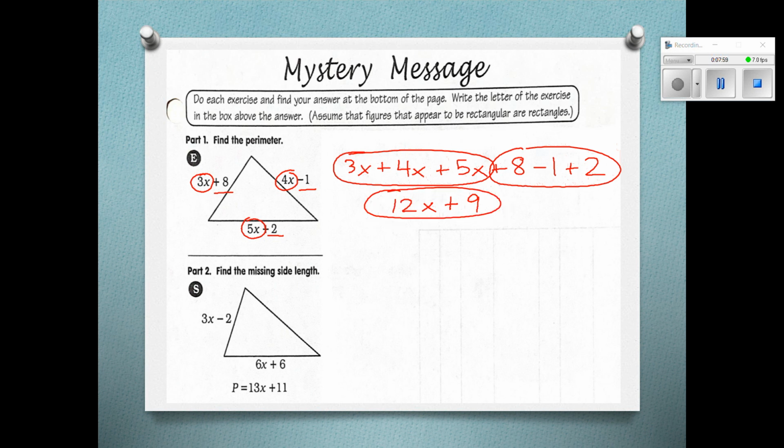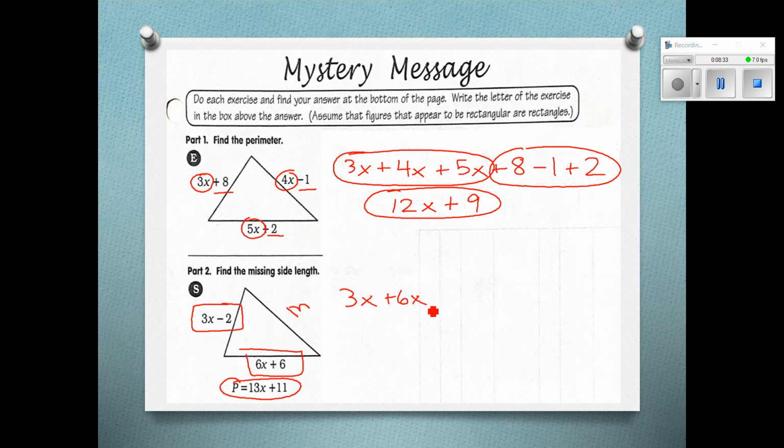Now, when we look at part 2, where we're finding the missing side, this time we're given two sides of the triangle, and we're given the perimeter, but we need to find this missing side over here. This is the missing side. So in order to do that, we want to add together the two sides that we have that are shown. So we can see that we're going to add together a 3x minus 2 and a 6x plus 6. If I look at my like terms, I have a 3x and a 6x.